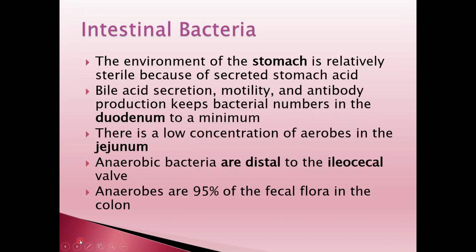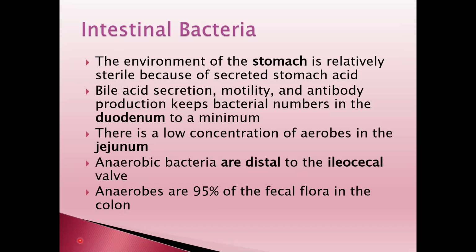So let's talk a little bit about intestinal bacteria. Now, the intestine is colonized about 3 weeks after life, with E. coli and Clostridium welchii and Streptococcus. The environment of the stomach is relatively sterile. Okay, like the things we put in it are not sterile, but it's relatively sterile because of the acid that's there. Bile acid secretion, motility, and antibody production keep the bacterial numbers in the duodenum to a minimum as well.